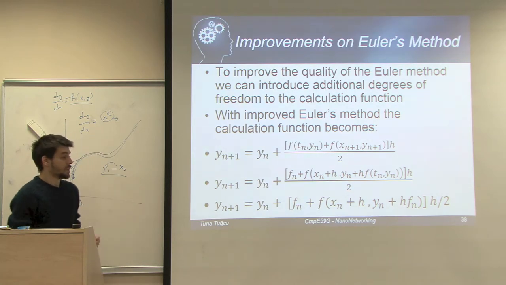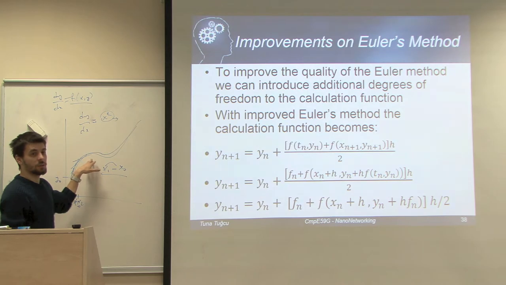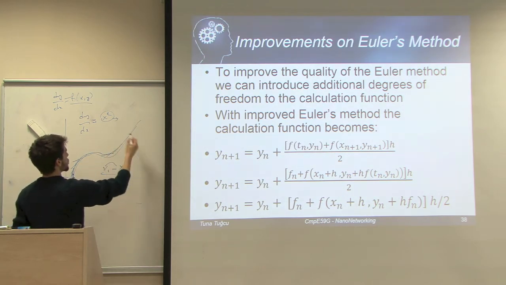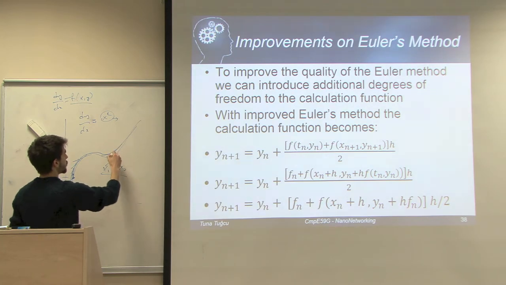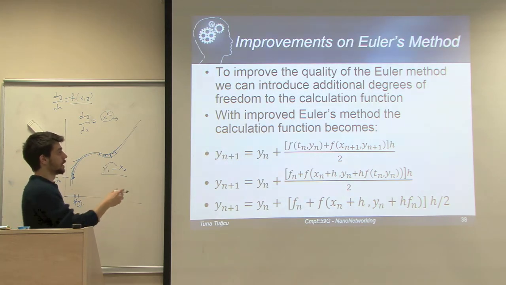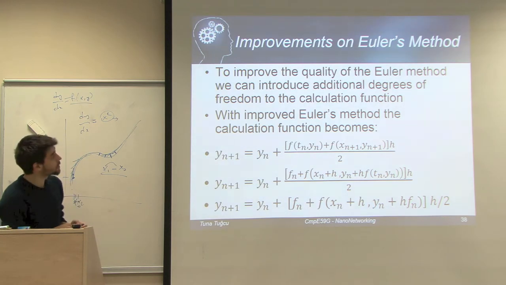But of course, as you can guess here in the tangential line method, there are some errors. So you go like this, right? In the tangential line method, there is some error at each point. How would you modify the function to reduce this error is the question.